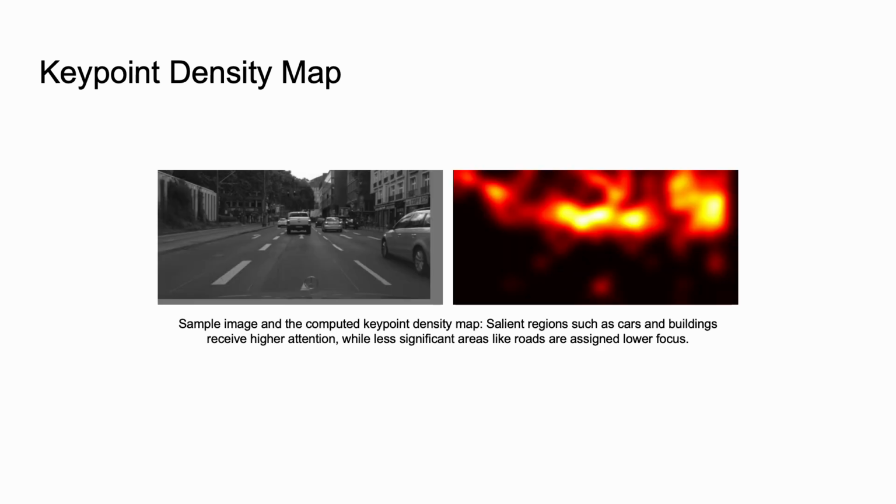So here is a generated sample of the key points density map. On the left side is another Cityscapes dataset image, and on the right side is the corresponding computed key point density map. Again, we can see that the salient regions such as the cars or the buildings receive higher attention, in yellow or red in the heat map, while less significant areas like the roads are black, which are assigned lower focus.